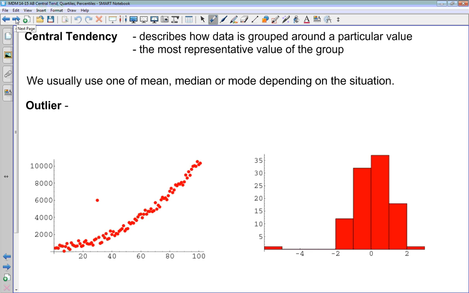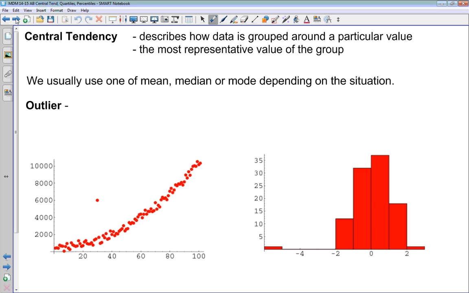Well, measures of central tendency describe how the data is grouped around a particular value. And that particular value is called our measure of central tendency. The three most common ones are the mean, the median, and the mode. What we're looking for with these values is the most representative value of the group. What is a typical value from this data set? What would be the value that is closest to the middle, with all of the other ones grouping themselves around it? And as we said, we've used mean, median, or mode depending on the situation.